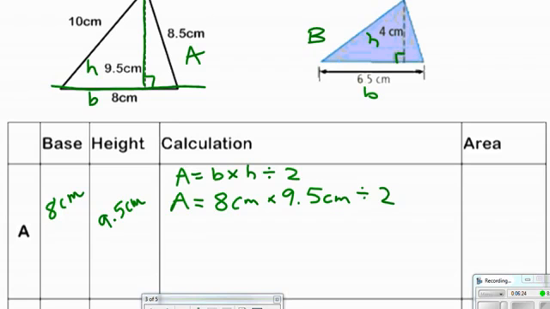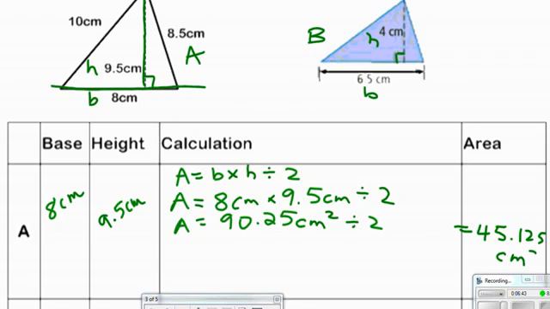And so when we go 8 times 9.5, we get 90.25 centimeters squared. And then we divide that by 2. And so we get a final area of 45.125 centimeters squared. And yours should all be on one straight line. I ran out of room.